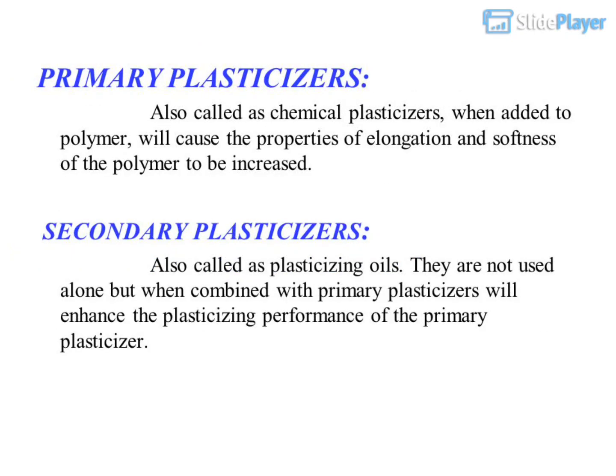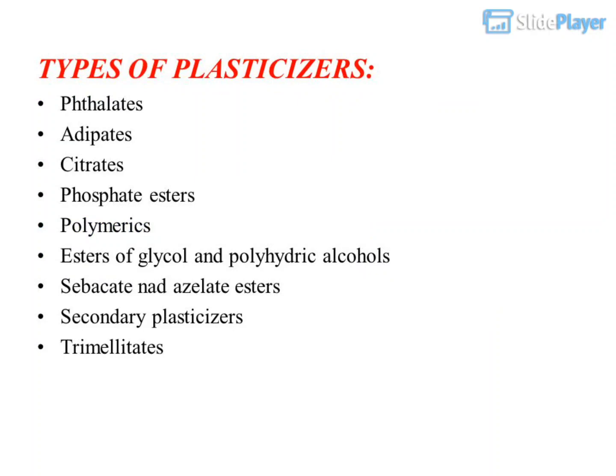Primary plasticizers. Also called chemical plasticizers, when added to a polymer, will cause the properties of elongation and softness of the polymer to be increased. Secondary plasticizers. Also called plasticizing oils. They are not used alone, but when combined with primary plasticizers will enhance the plasticizing performance of the primary plasticizer. Types of plasticizers.